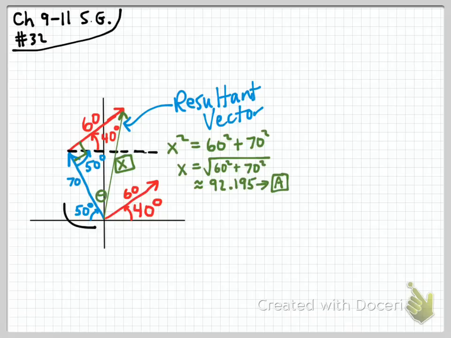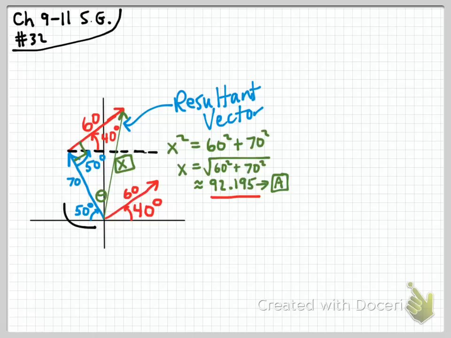This is the neat thing about this iPad. I realized I made a mistake, and I just changed it. You may have already noticed that. I did 60 squared plus 40 squared, but I meant to say 60 squared plus 70 squared. What made me think I'd made a mistake was that 72 seems like an awfully small length for that resultant vector, and in fact it was. So anyway, I fixed my mistake. Hopefully you caught it before I had to tell you. The length of the resultant vector should be 92.195.